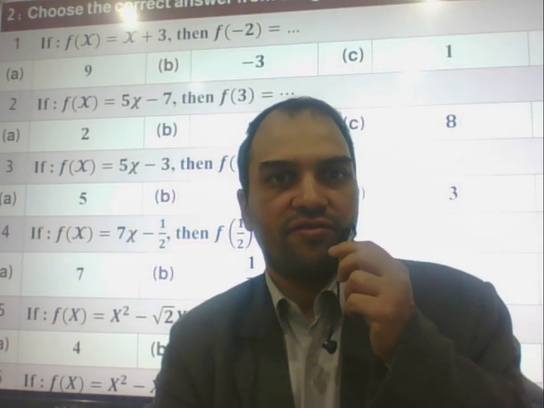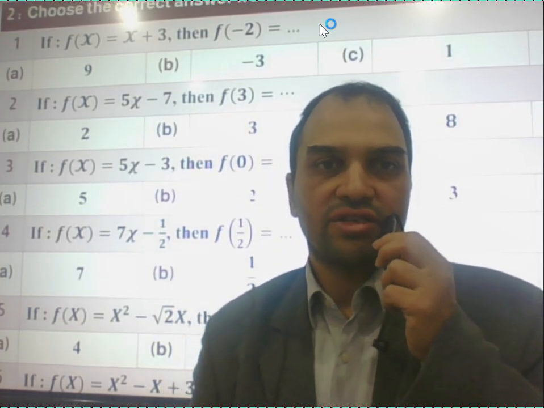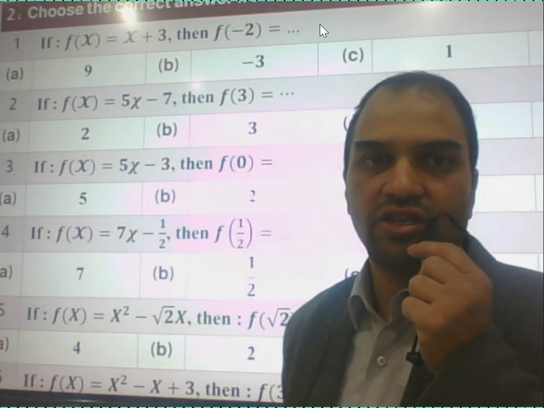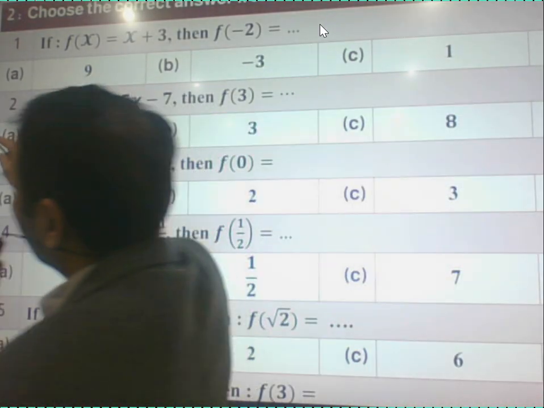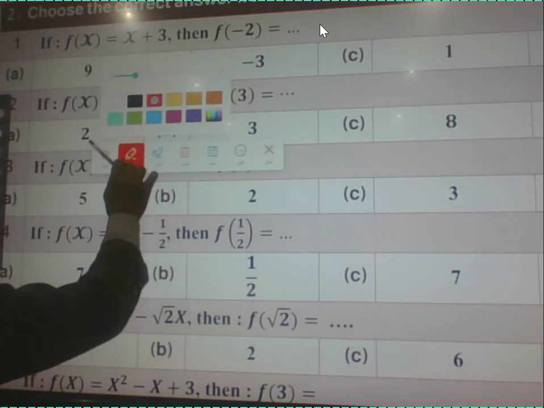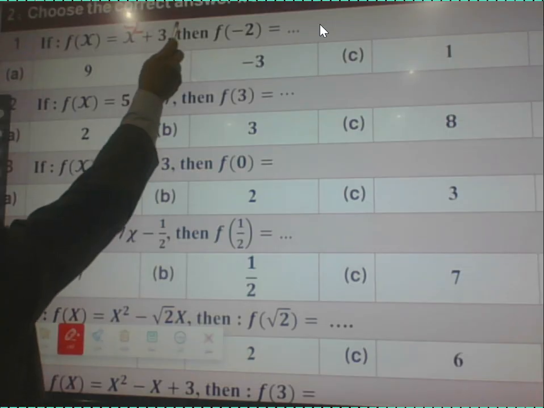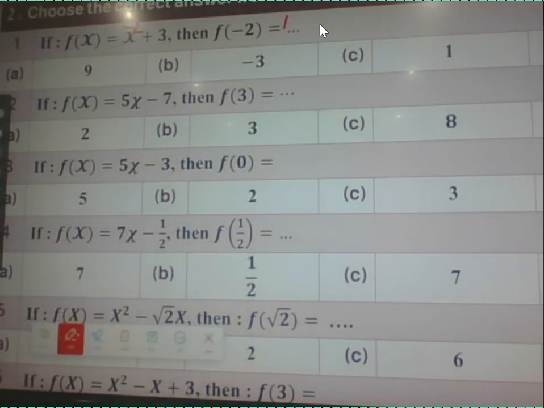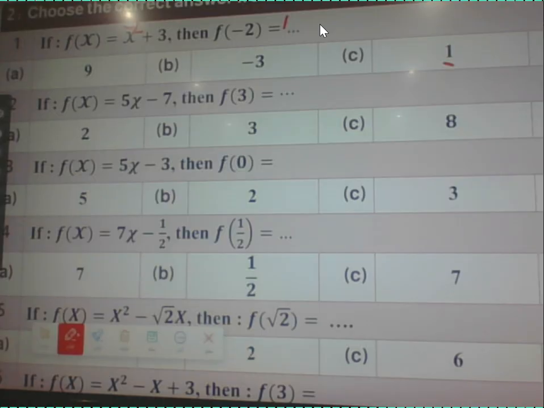First question here, if f of x equals x plus 3, then f of negative 2 equals. We can find the value here by putting the value of x as negative 2. Negative 2 plus 3 equals 1. The value will be 1. Choose letter C.